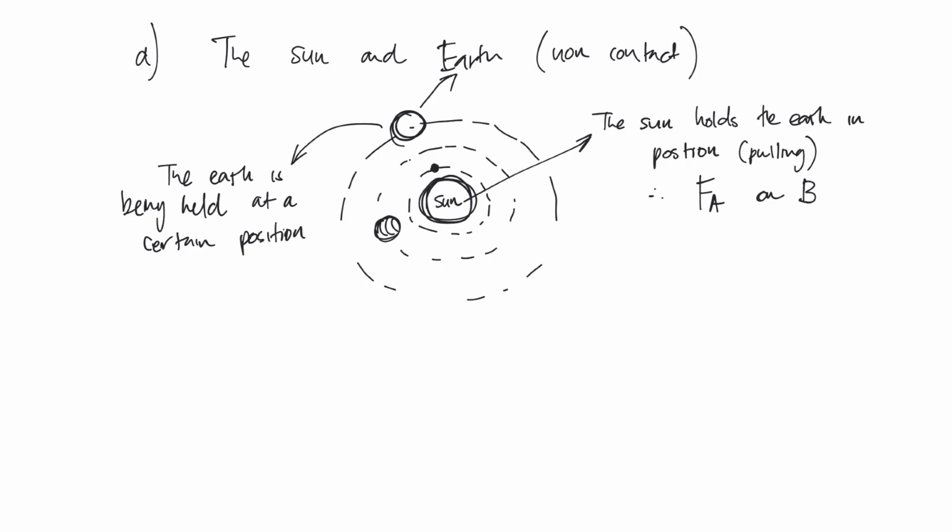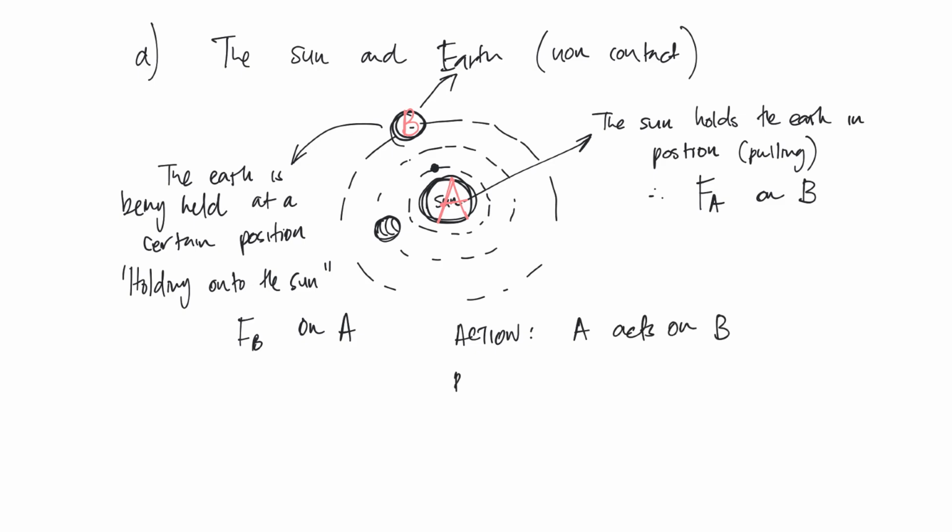It's being held at a certain position. Right? It's almost as if it's holding, like I said, holding onto the sun. So now I know there's a force from the Earth on the sun. Let me just label these so that we can see what's A and B. This is object A and this is object B. So essentially now I've got my action, which is A acts on B, and I've got my reaction, which is B acts on A.